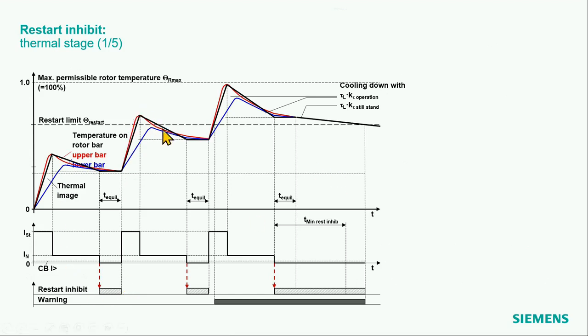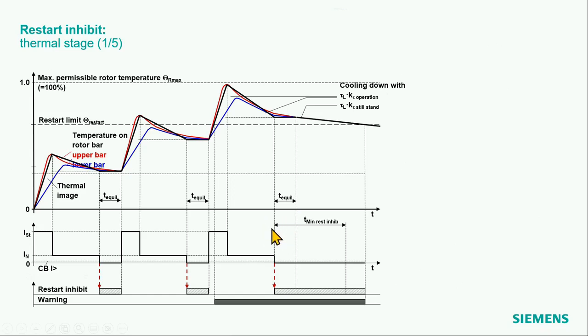Okay, and then I have a next startup. Then I'm still below here. And then I can directly go to a startup, the third startup here. And here now we see different things happen. When I cross this restart limit here, then this warning signal is active. And this stays until the calculated temperature drops again below this restart limit threshold. So this is not the maximum temperature again. It's just one start below the maximum temperature, if we can say it in that way.